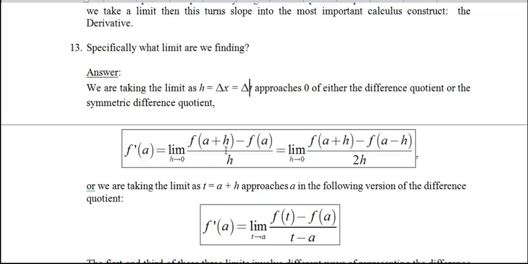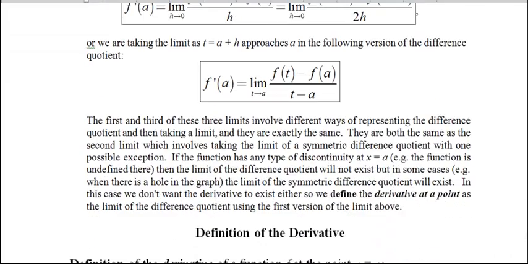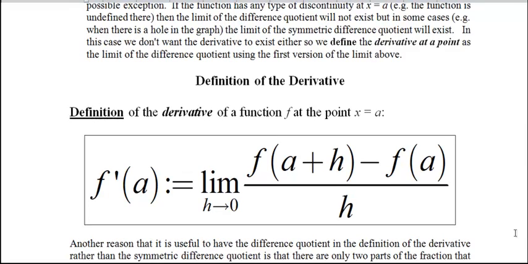The limit for the symmetric difference quotient might exist without the one for the difference quotient existing. In other words, the second limit may exist sometimes where the first one doesn't. In that case, we don't want the derivative to be defined. Okay? But if both these limits exist, then they will always be the same thing. So, we're actually going to define the derivative this way.